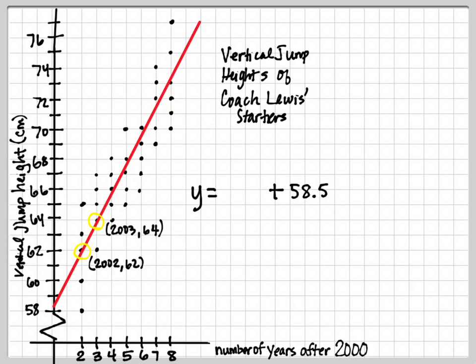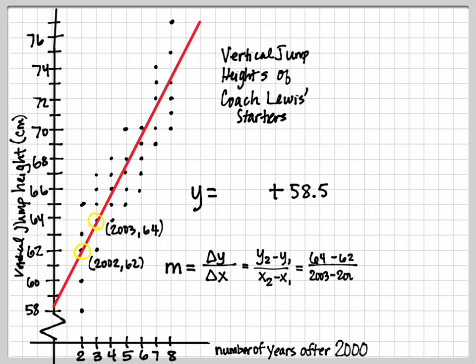Use yours. And then the way that we find slope is we do the change in y, that delta means change in, over the change in x. Or you might have memorized it as y2 minus y1 over x2 minus x1. And you're going to take one of those ordered pairs. So I'm just going to take the later one, that's the 64. My 64 is my y value. My x value is the 2003. And then the other point that I had was a 62. And the x value was 2002.